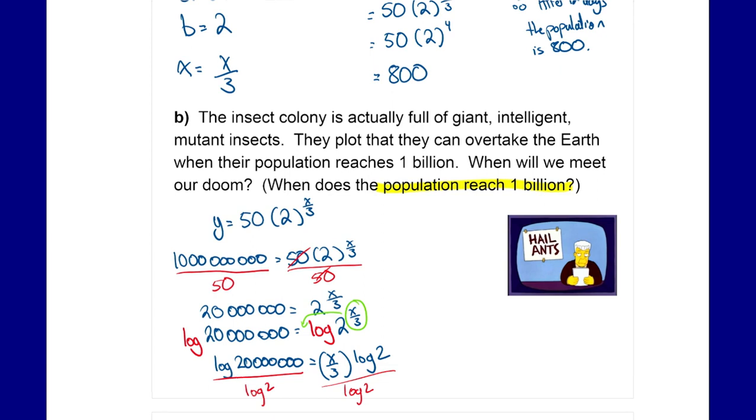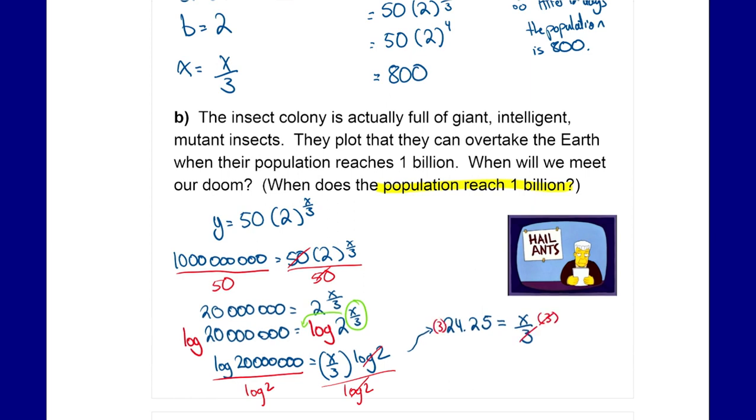So in this case, one side will cancel out, sorry. I end up with log 20 million divided by log 2. I get 24.25, and that is going to equal x over 3. Now, the last thing to do to solve for x is move the 3 up. So I'm going to multiply both sides by 3.